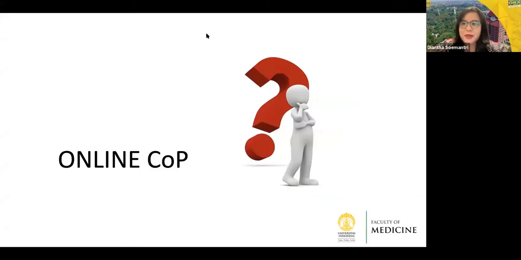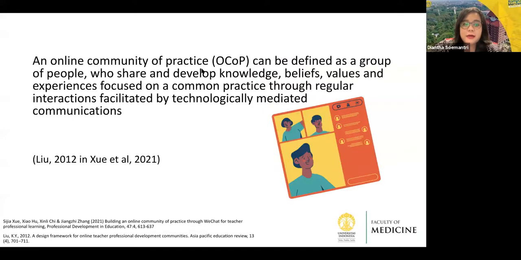So that's the first part of my presentation. Then I will move on to the more specific discussion about online COP. What is online COP and what are the differences? Basically, the elements, the definition is the same, but of course, the online COP means that the process of COP is facilitated by technologically mediated communication.